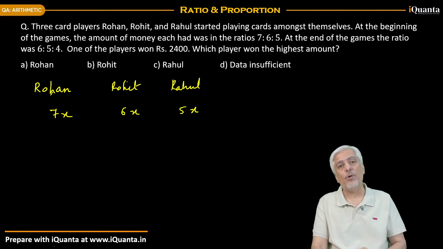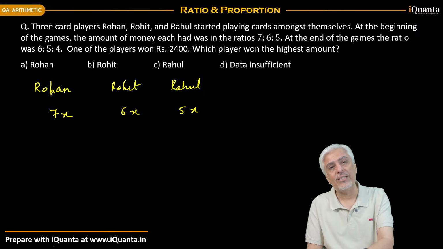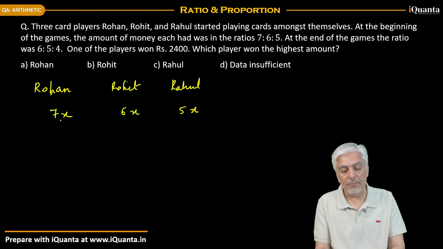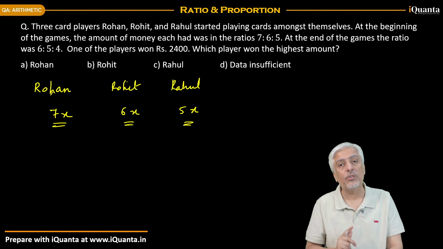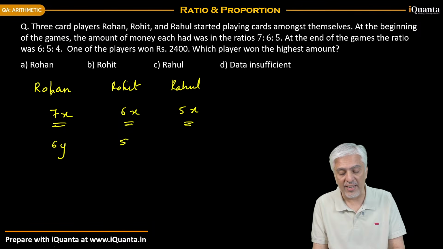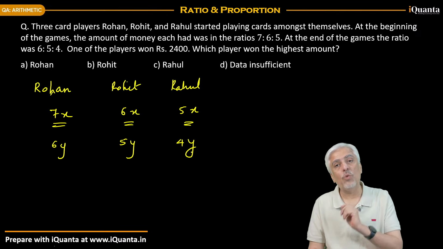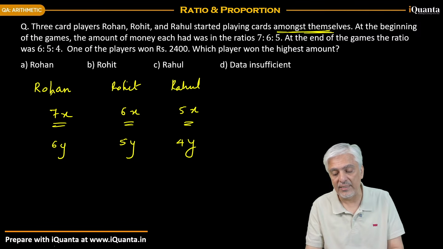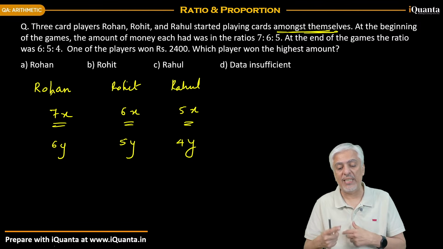Now remember, very importantly, you can't take 6x, 5x, 4x, because if you have taken x over here, you again can't take x. This is a very important thing. Take 6y, 5y and 4y. But what is the important thing we need to know? They are playing amongst themselves, which means whoever wins, somebody will lose. Total money will remain the same.